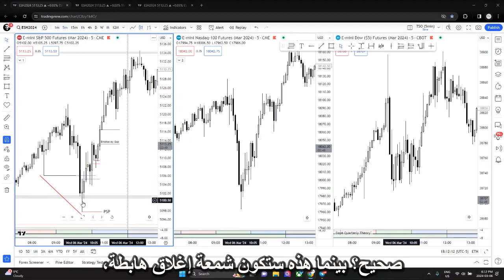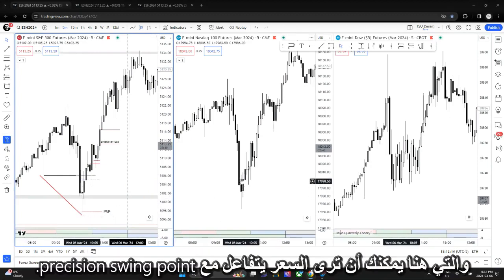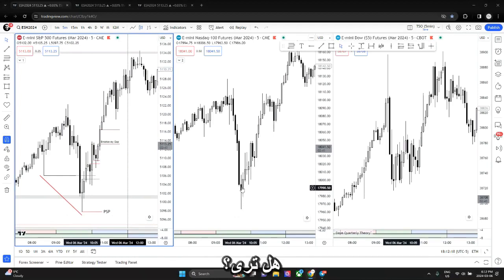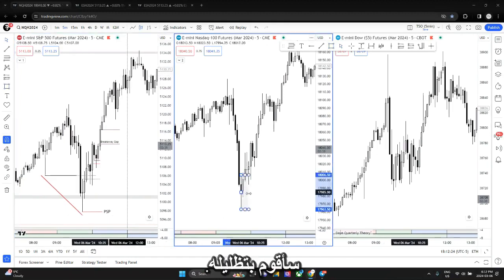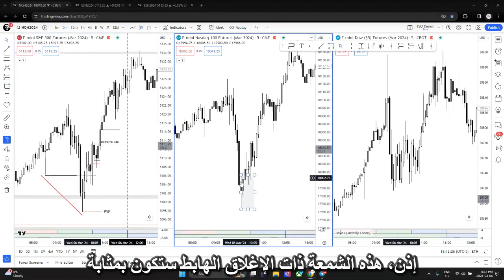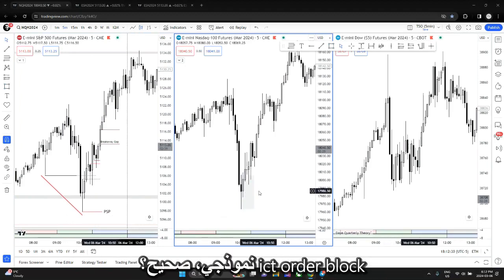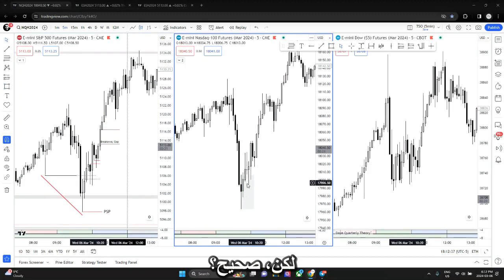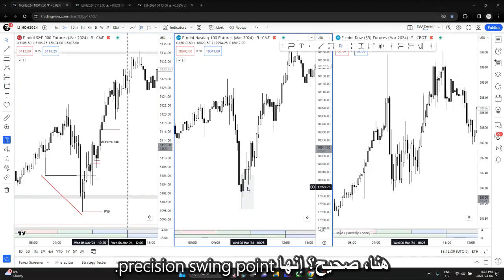Whereas this would be a down close candle, which is here. You can see price reacting to this precision swing point. Can you see this? I'll highlight it. So this down close candle would be a typical quote unquote ICT order block. But right here, it's a precision swing point.